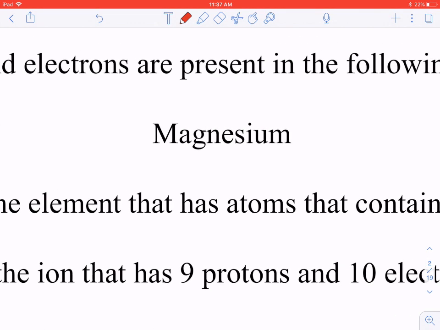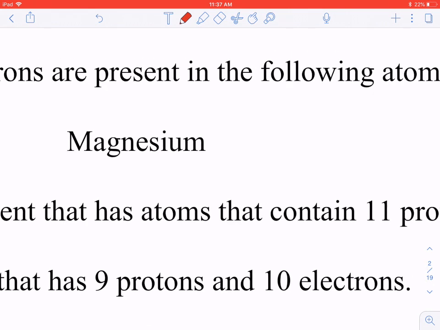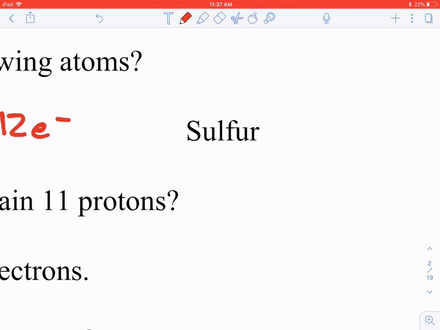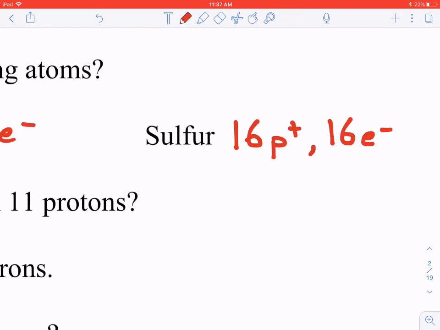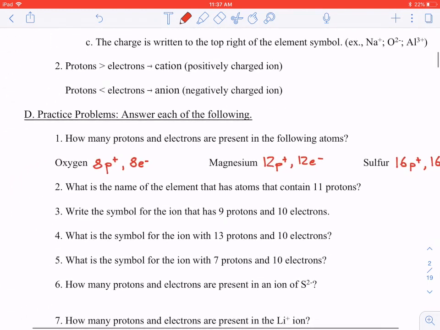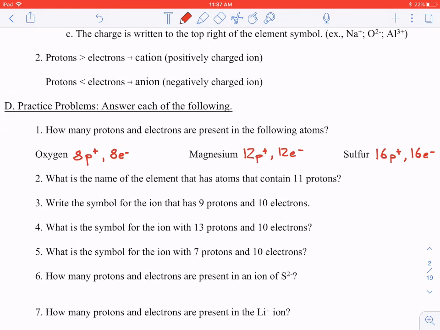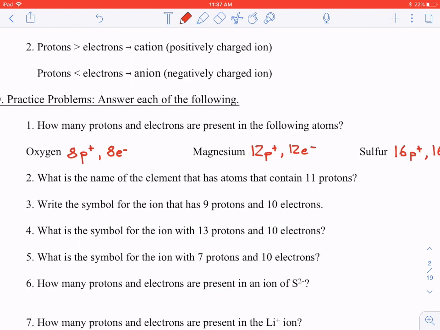Let's talk about magnesium. Find magnesium on your periodic table. It's number 12 above it, so that means it has 12 protons. If it's neutral, it has 12 electrons to cancel them out. And finally, sulfur, find that on your periodic table. It has a 16 above it, so we've got 16 positive protons. If we want to cancel out that charge, we need to have 16 negative electrons. So again, we're just finding those elements on the periodic table, and the atomic number, or Z, written above it, is equal to whatever element we're dealing with.